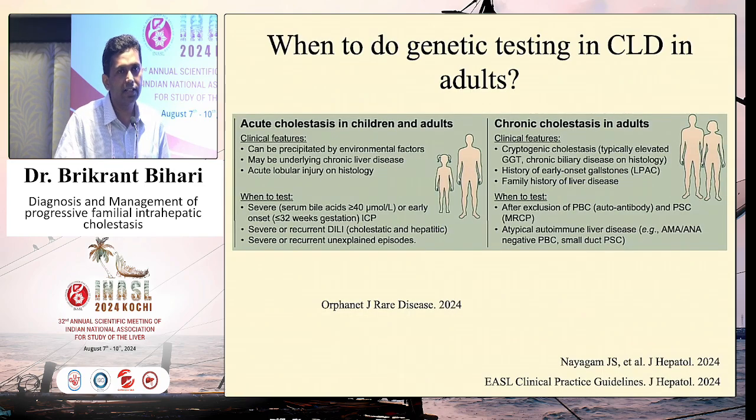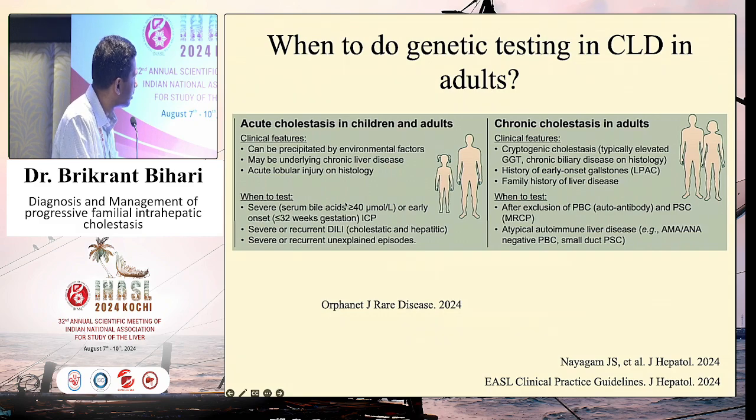So now EASL has come up with these guidelines. When do you do genetic testing in CLD in adults? If it is acute cholestasis, ICP, if it is severe ICP, bile acids more than 40, or if it is early onset ICP before 32 weeks of gestation, then you do it. Any cryptogenic cholestatic cirrhosis, you do it. LPAC, do it. Family history of liver disease, do it.